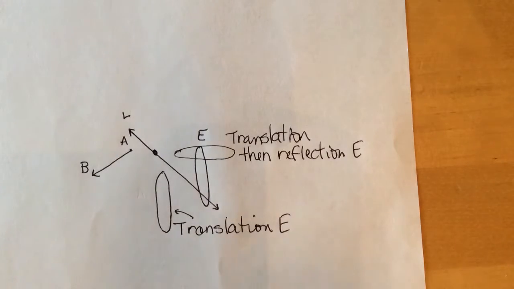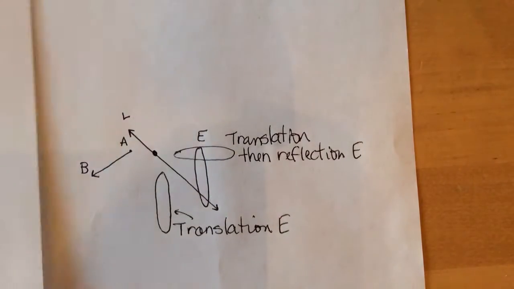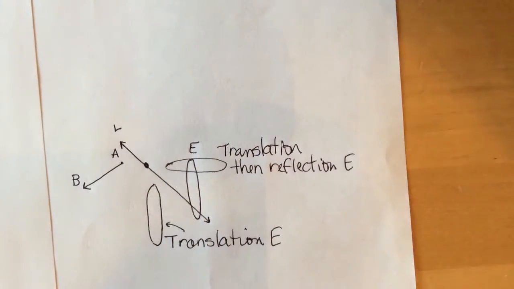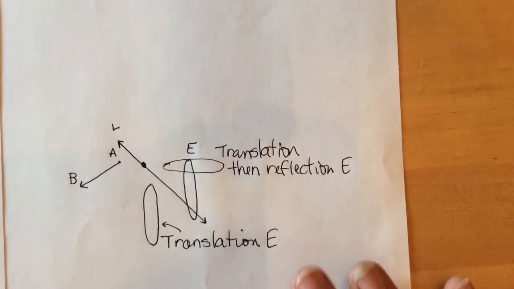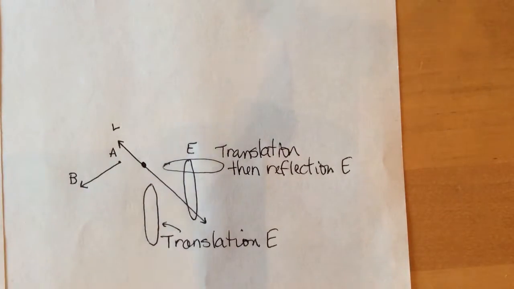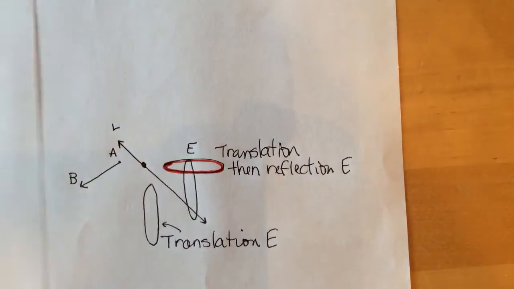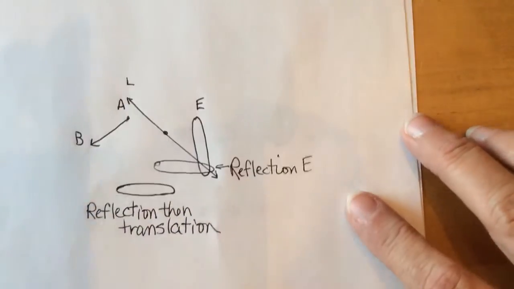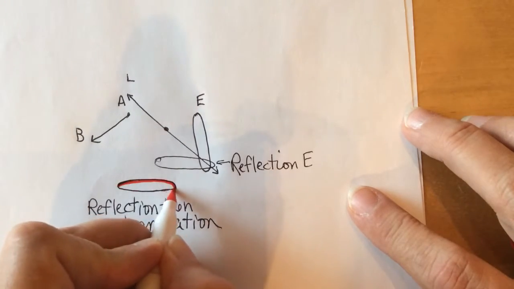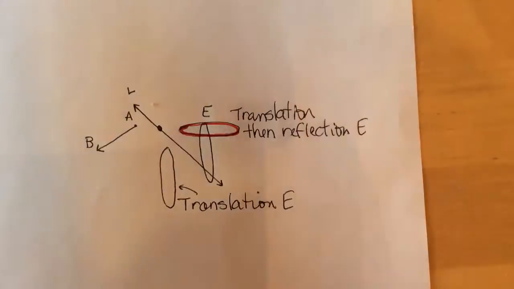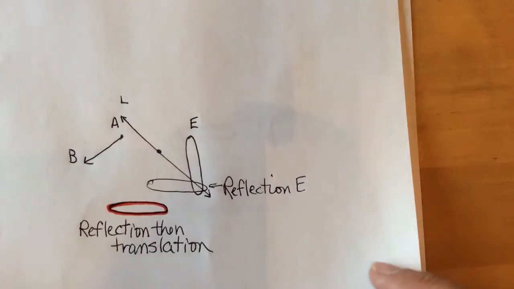Okay, so let's compare the two. Let's get them both on here. I don't know if I can get them both on here, but that's where it ended up. It's on the upper side of the line. Let's trace it in color so we can see where it ended up. That is translation, then reflection. Over here in our diagram is reflection, then translation. So the order matters when we combine reflections and translations.